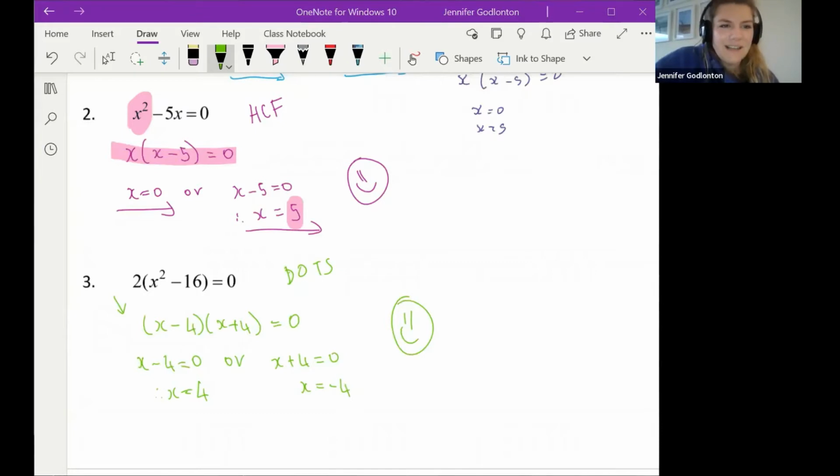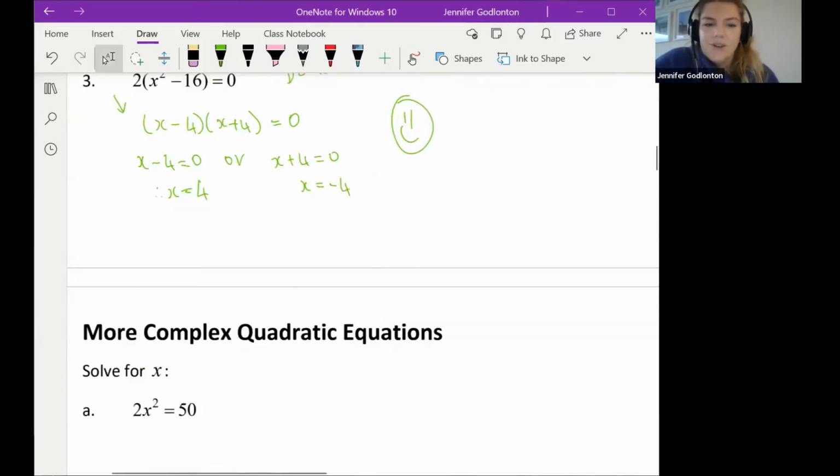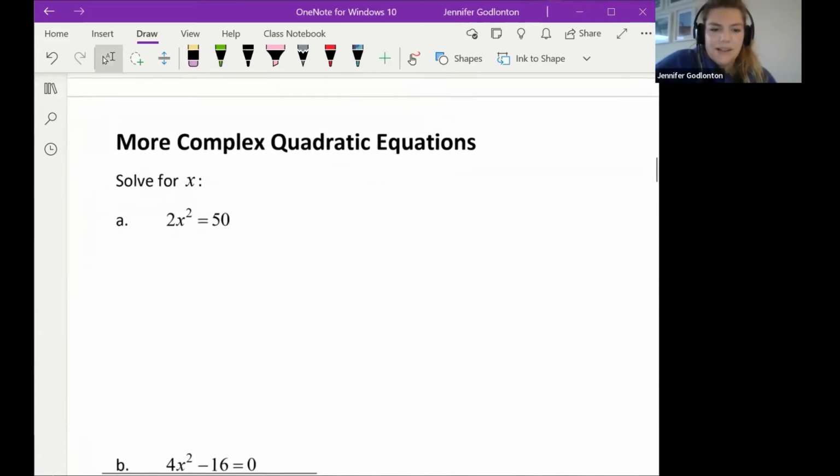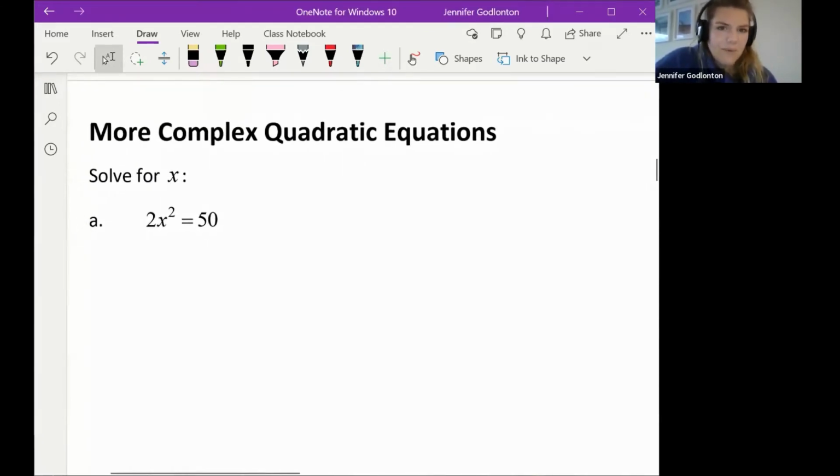Let's go into some slightly trickier ones now. So this was just recapping what we did last week. So now we're going to do ones that are slightly more complicated. Not all of them are going to be horrible. Like this one's not too bad.